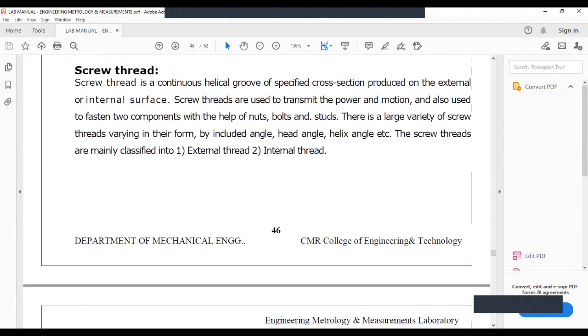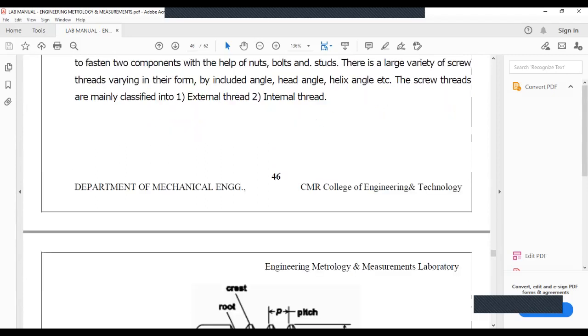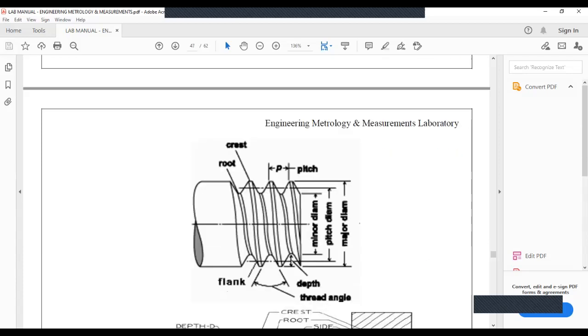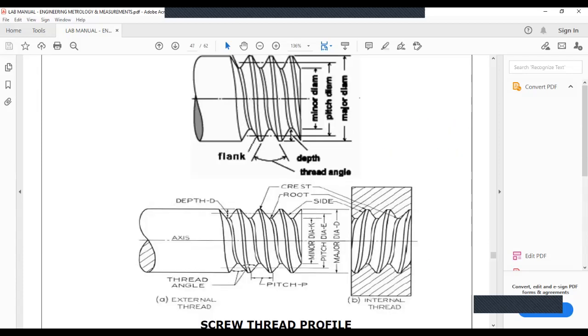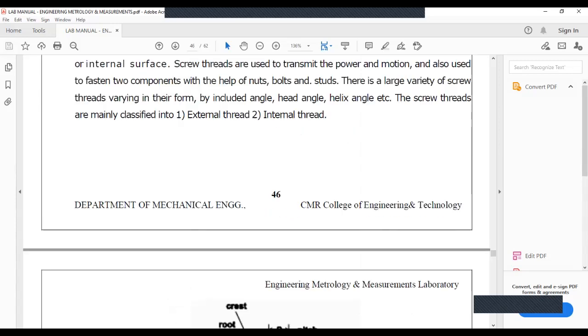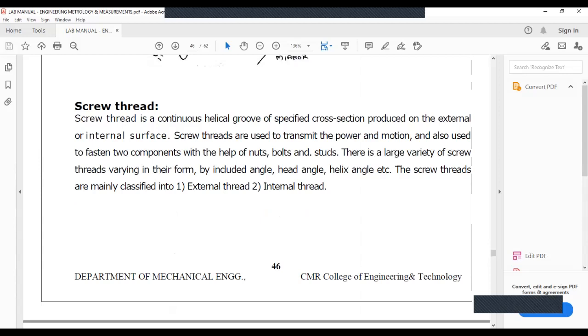Okay, coming to this, a screw thread is a continuous helical groove of specified cross section produced on the external or internal surface. So here, in terms of nuts and bolts, whatever screw threads we are observing, those exist sometimes externally and sometimes internally. So whenever these screw threads exist, it is on the particular part we are interested in.